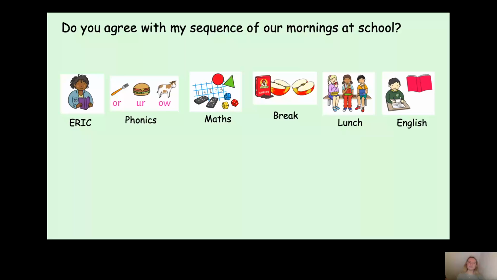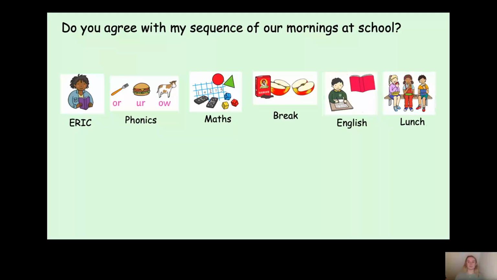Something still doesn't look right. What is it? Tell your screen, do you know? Yes, you're right. We don't have English after lunch, do we? When do we have English? That's right, we have English after break and before lunch. Let me change that too.